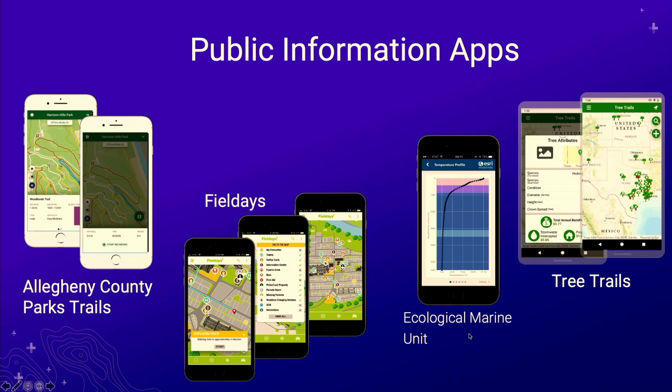We have this Field Days app, which is an app for an outdoor event, an outdoor conference of sorts, and allows you to navigate to things like where did I park my car? Where's the first aid station? Where can I get some ice cream? This type of data. So these are a few examples of public information apps, getting the information you have out to the public for them to use.